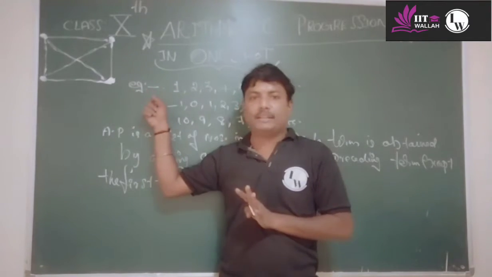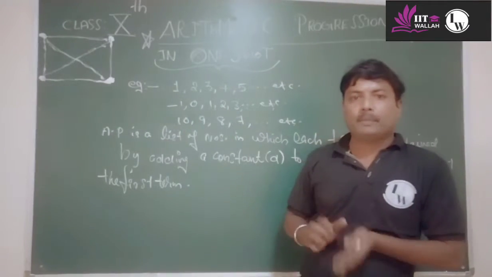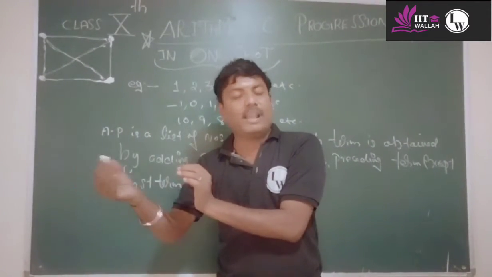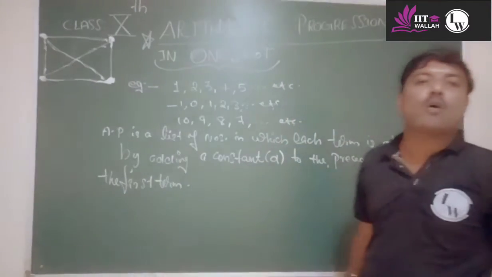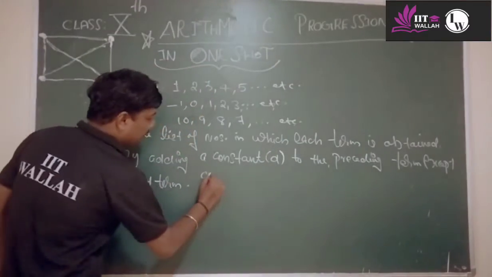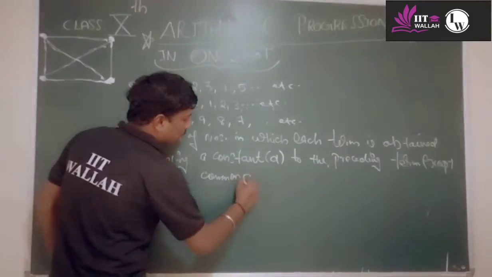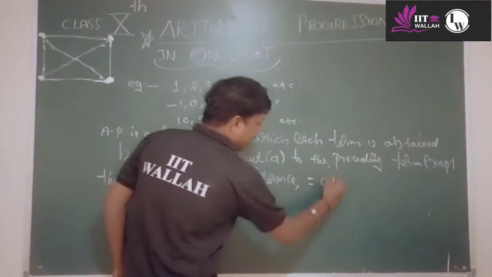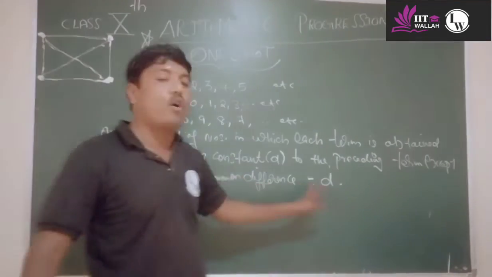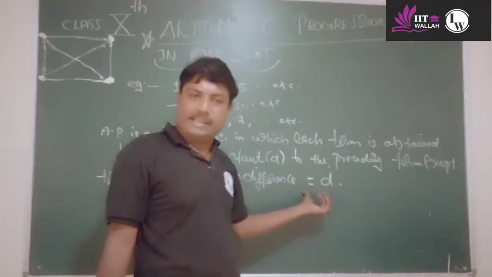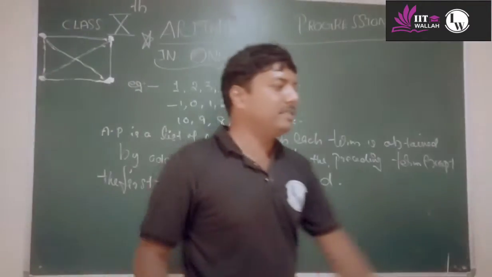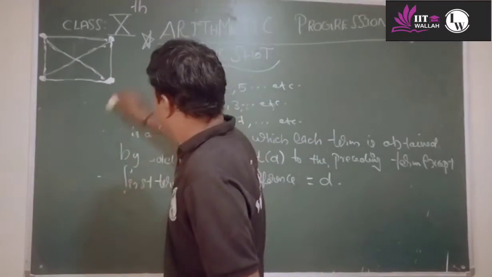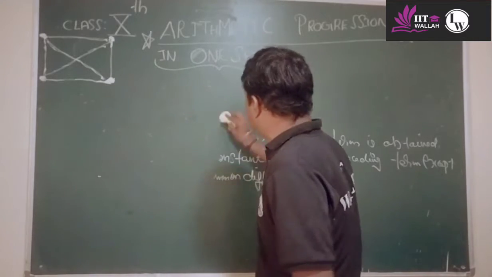So it will be given here like this. Okay? That means if you subtract any term from the next term, we are getting a constant. That constant is known as common difference. And notation for that is D. Common difference is notated as D. Okay, got it? So this is the example of arithmetic progressions. So can you give me one example for arithmetic progression?